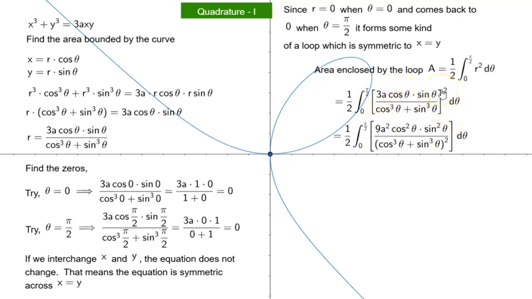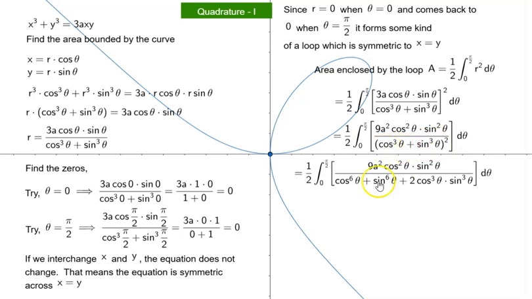Let's take care of the squaring. So 1 by 2 times the integral from 0 to pi by 2 of 9a square cos square theta times sin square theta divided by cos cube theta plus sin cube theta, whole square, d theta. Now let's open up the bracket, the squaring of this. We have cos to the power of 6 theta plus sin to the power of 6 theta plus 2 times cos cube theta sin cube theta d theta.